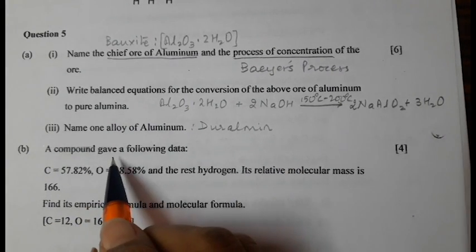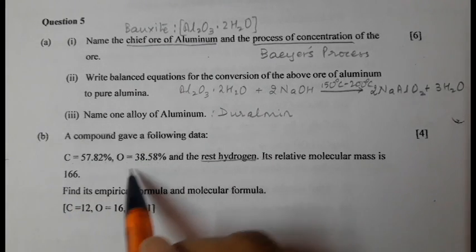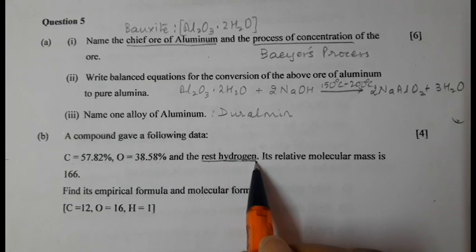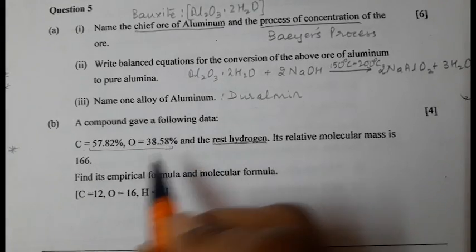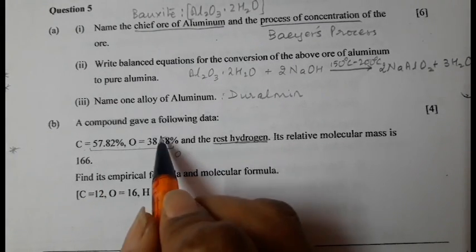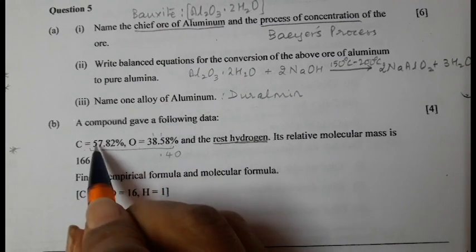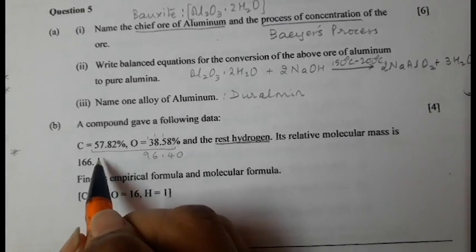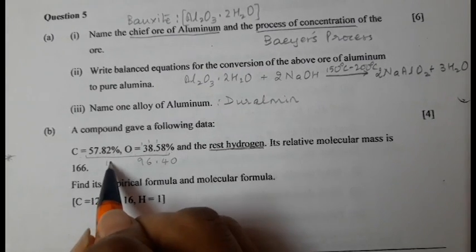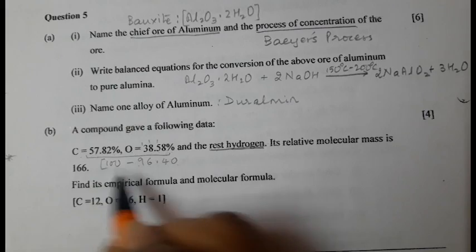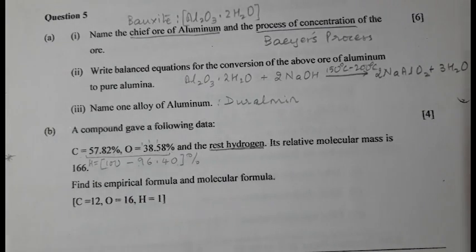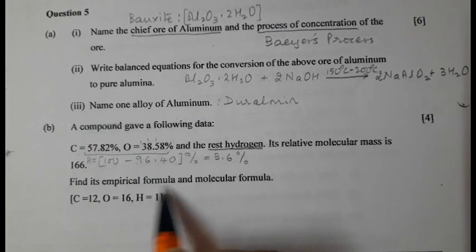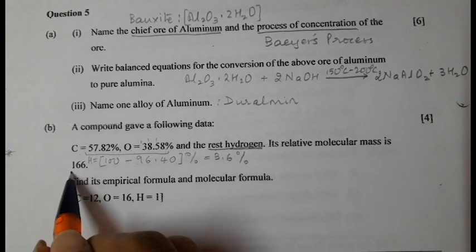The compound gave the following data. Carbon is 57.82%, oxygen is 38.58% and the rest is hydrogen. When the percentage of hydrogen is required, we will first add these two. Adding 8 and 2, 10, carry 1, 8 and 6, 14, carry 1, 7 and 9, 16, carry 1, it is 96.40%. So your percentage of hydrogen is going to be equal to 100 minus 96.40. Now hydrogen comes out to be 3.6%. Find its empirical formula and molecular formula, where the relative molecular mass, that means RMM, is given as 166.